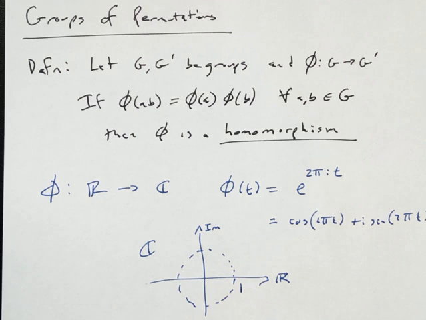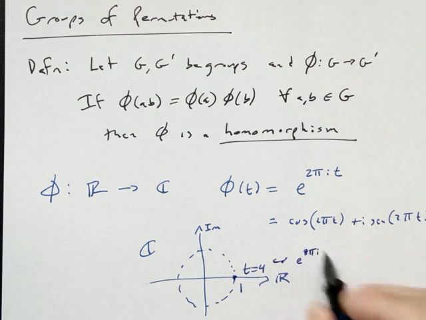4. If I put in 4, what do I get? E to the 8 pi i. Cosine of 8 pi, 1. Sine of 8 pi. It's a multiple of pi, 0. That's right here. That's the point, 8 pi i, 1, 0. As a complex number, just 1.